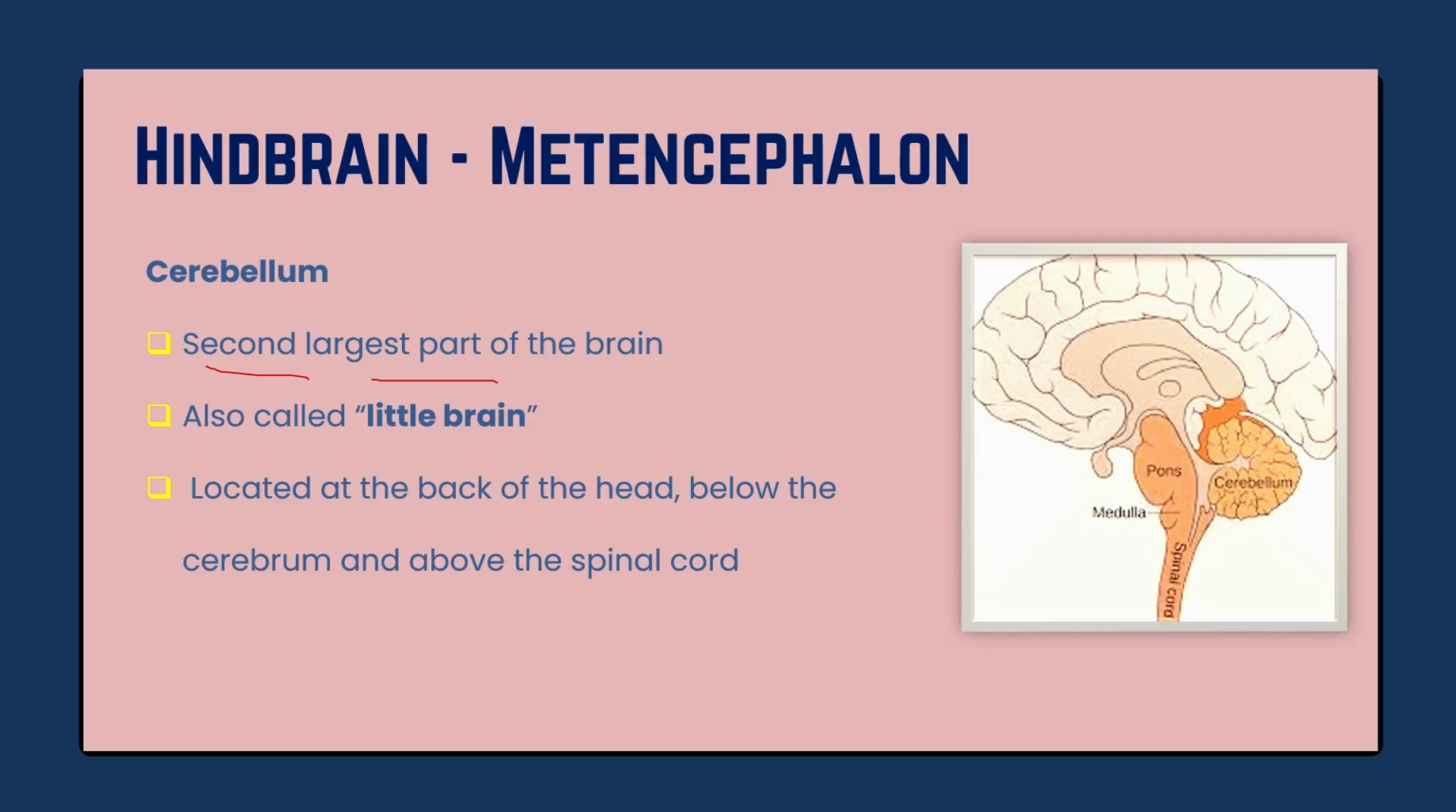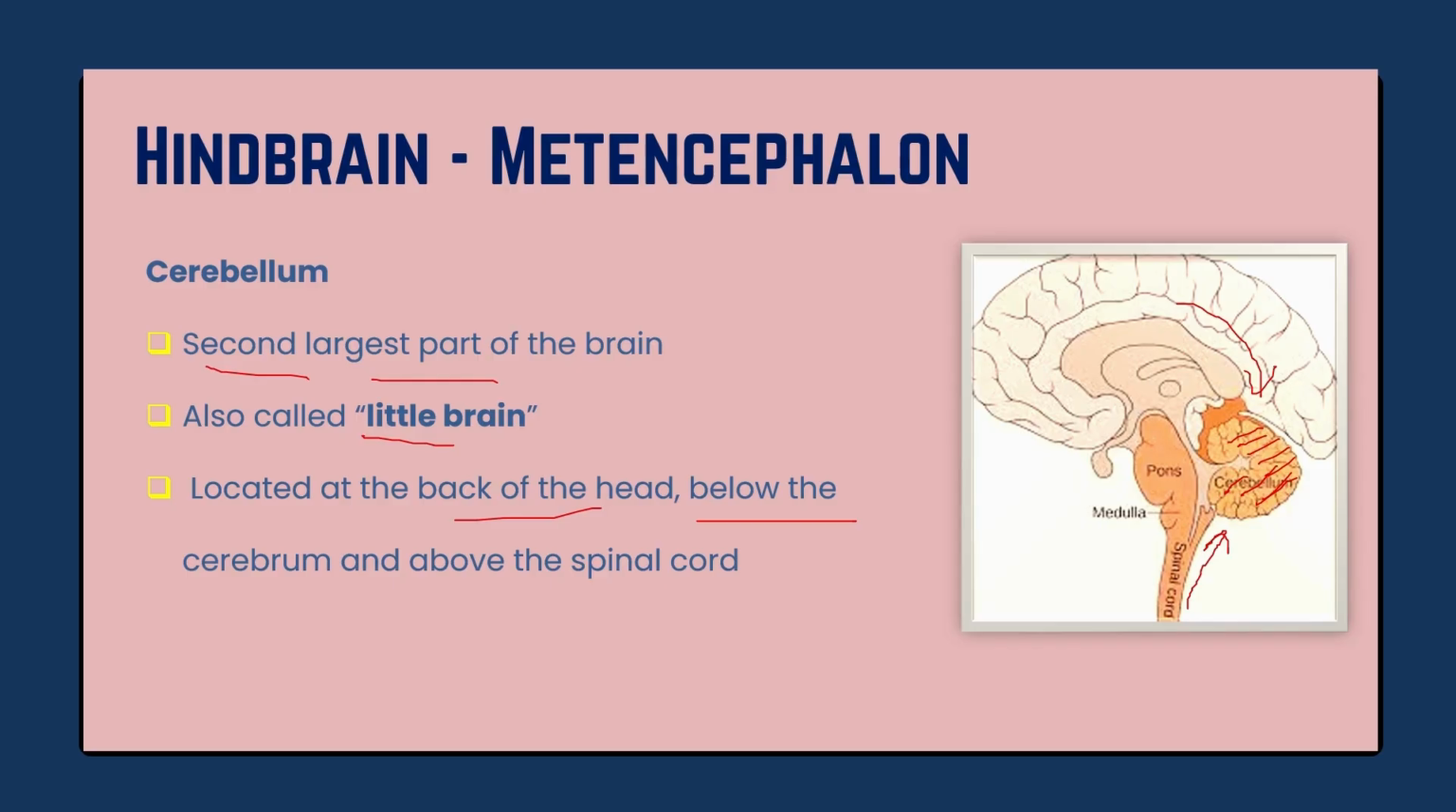It's also called the little brain. You can see here in the image, this is the cerebellum or the little brain. It's located at the back of the head, below the cerebrum and above the spinal cord. So back of the head, below the cerebrum, this is the cerebrum or the cortex, and this is the spinal cord.